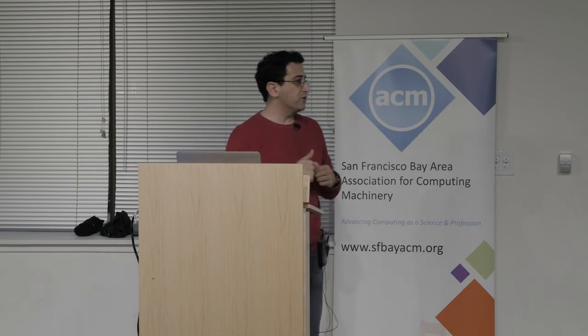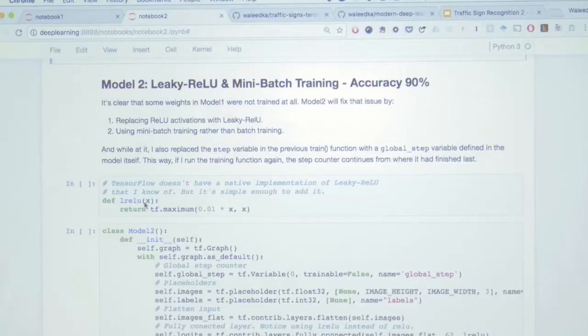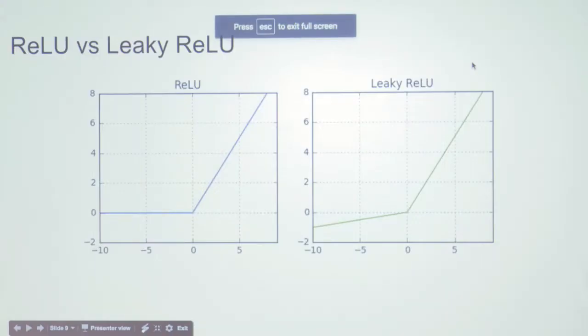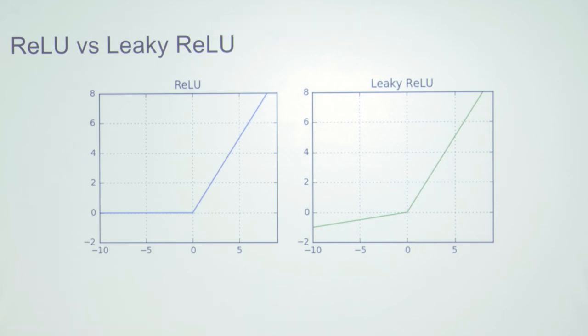All right, so model 2. This one, I fixed these two problems. I replaced the ReLU function with a leaky ReLU function, and this is the definition here. As you can see, it's a very simple function. Instead of cropping the value below 0, I give it a little bit of a gradient. So it's not exactly horizontal, but it's also not linear. So I still have a nonlinear function, but I can calculate the gradient on the left side as well.